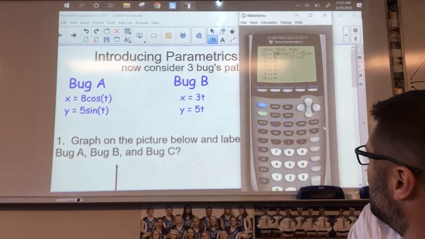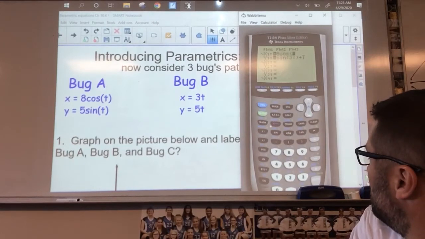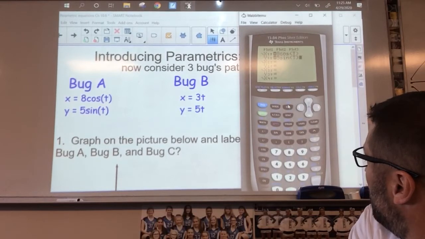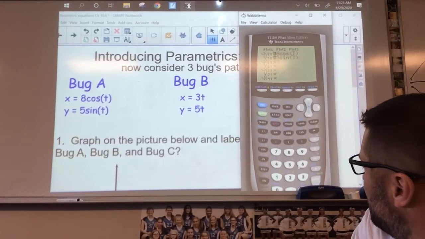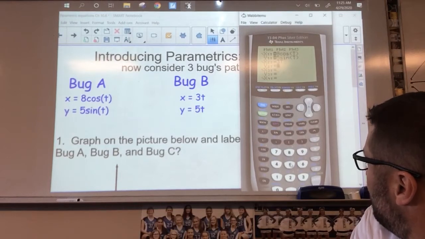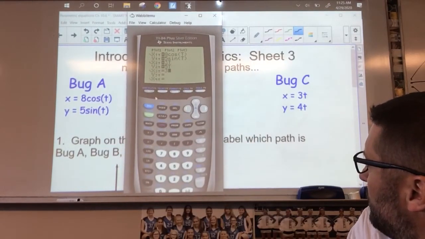So I got X equals, this one's easy to plug in. I'm going to go with 8 cosine of T. And then my Y value is 5 sine of T. 8 cosine T, 5 sine T. That's bug A. Bug B is 3T and 5T. And then bug C here is at 3T and 4T.